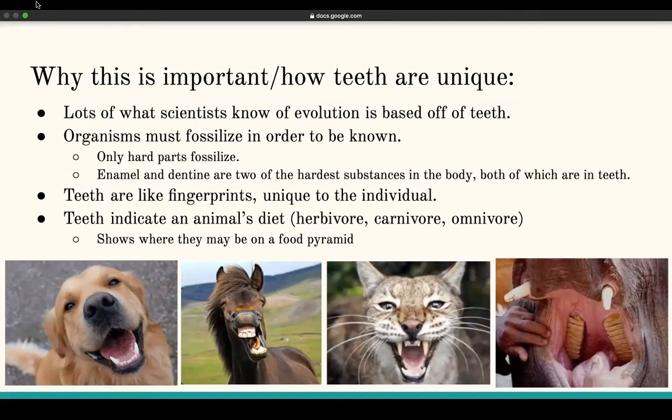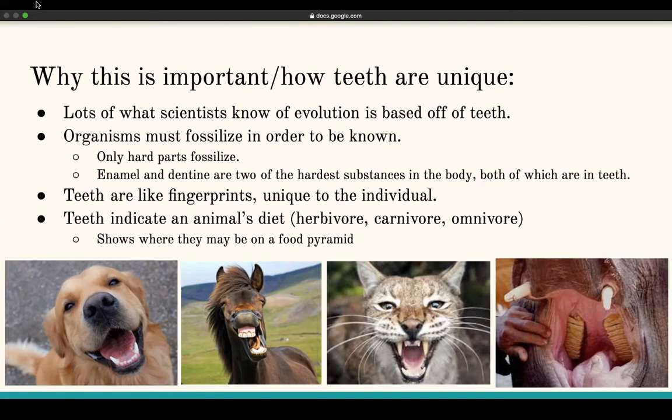And teeth are like fingerprints. They're unique to the individual and they're also unique to the species. Another thing that makes teeth unique and helpful in determining evolution is something called inhibitory cascade. It was discovered by researchers, and it's the idea that the middle of three teeth is the average of the two it's between. So that's really helpful. You don't even need all the teeth to complete a full set.